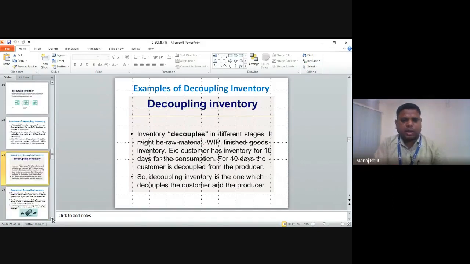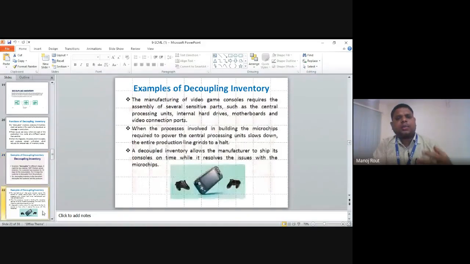Here is another typical example. Suppose you are manufacturing video game consoles. A video game console requires assembly of several sensitive parts, such as the central processing unit, the internal hard drive, the motherboard, and the different video component ports. When the process involves building microchips, if the microchips are delayed and the central processing unit slows down, the entire production line grinds to a halt.